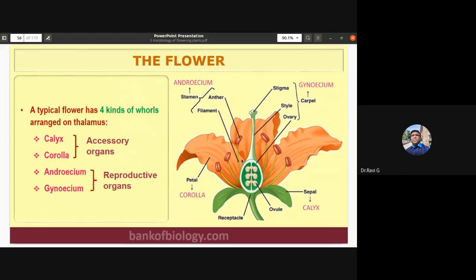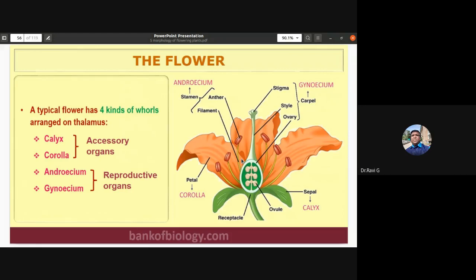So when the flowers bloom, when the buds bloom, you find that the sepals spread out. But in the floral bud, the sepals are protective in function. They protect the tender developing parts of the flower. The sepals protect the bud.